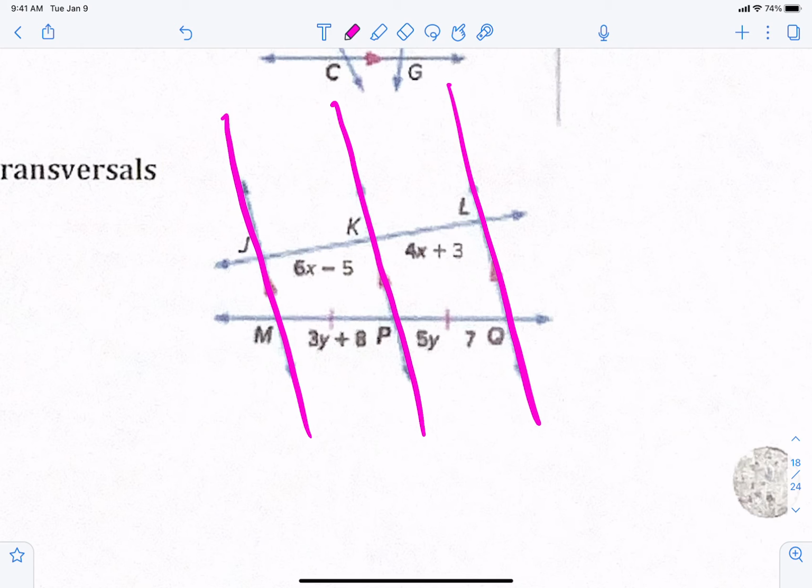Mid segments: this guy right here, and this guy in the middle, those two things are the same. This 3y plus 8 and 5y, I don't know if that's plus 7 or minus 7. Can we look? It's a line 7. I don't know.